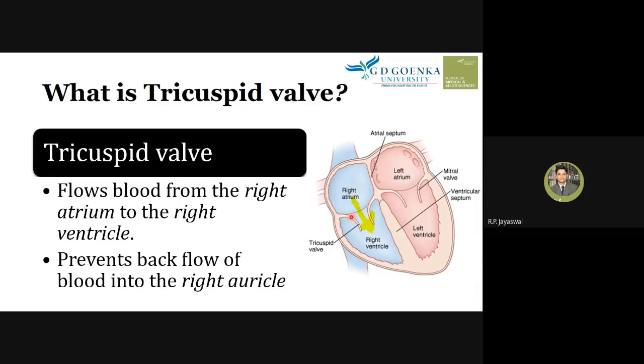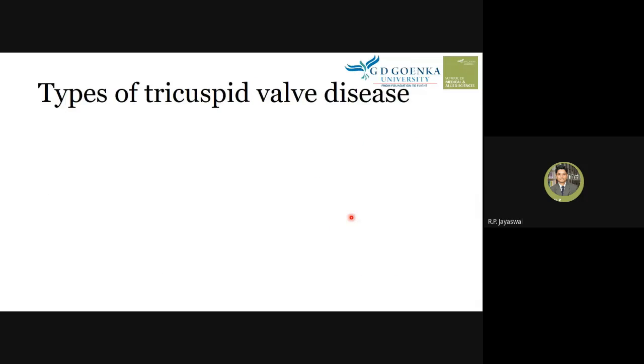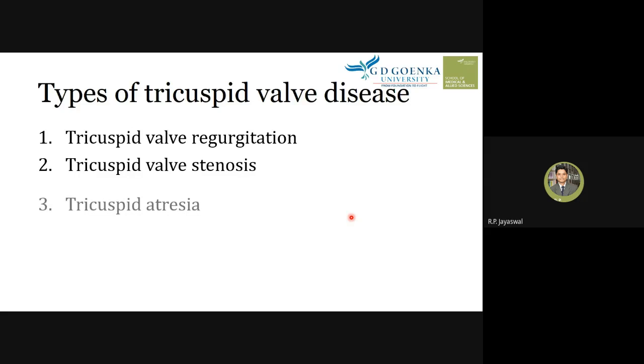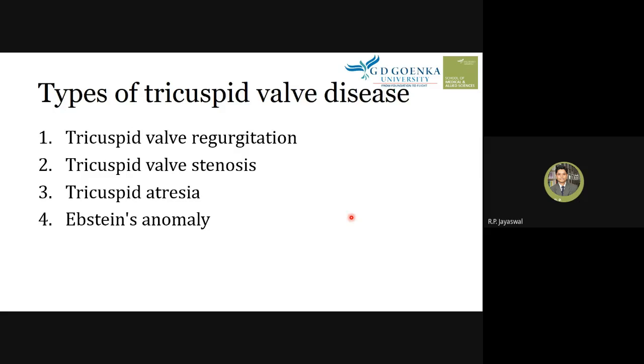Next, what are the types of tricuspid valve disease? We are going to learn about the various types of tricuspid valve disease experienced by people throughout the world. First is tricuspid valve regurgitation. Second, tricuspid valve stenosis. Third, tricuspid atresia. And the fourth one is Ebstein's anomaly. So there are four types of tricuspid valve disease we are going to understand today.